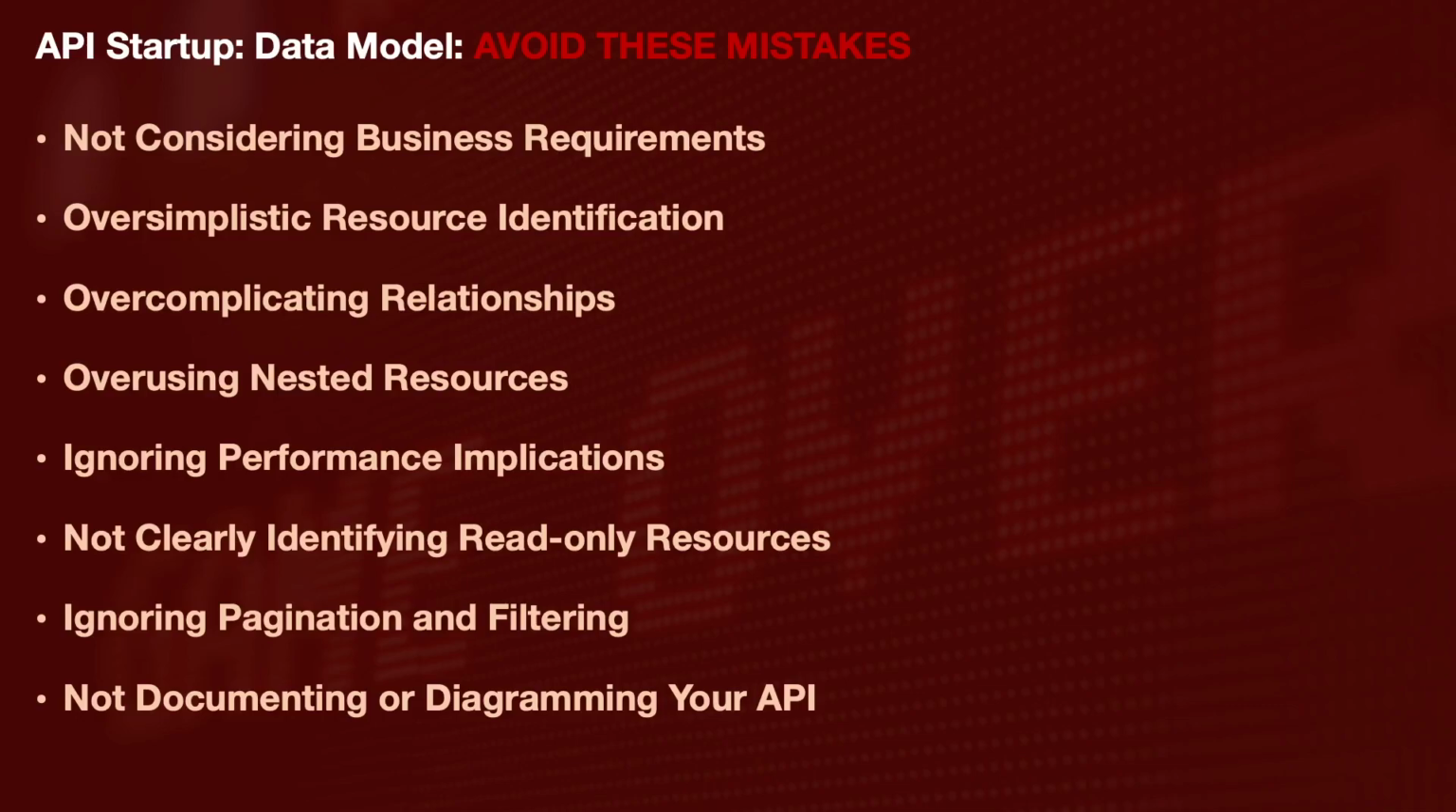And before we conclude this video, let's just avoid these mistakes. Not considering business requirements, oversimplistic resource identification, overcomplicating relationships, overusing nested resources, ignoring performance implications, not clearly identifying read-only resources, ignoring pagination and filtering, and not documenting or diagramming your API.